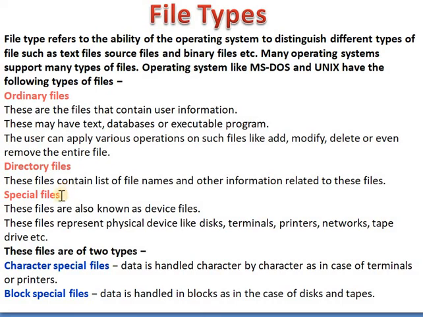And the special files are again categorized into two parts. First one is the character special files, where data is handled character by character, and second one is the block special files. In a block special file the data is handled in the form of blocks. These are the different types of files present in a DOS operating system and Unix operating system.